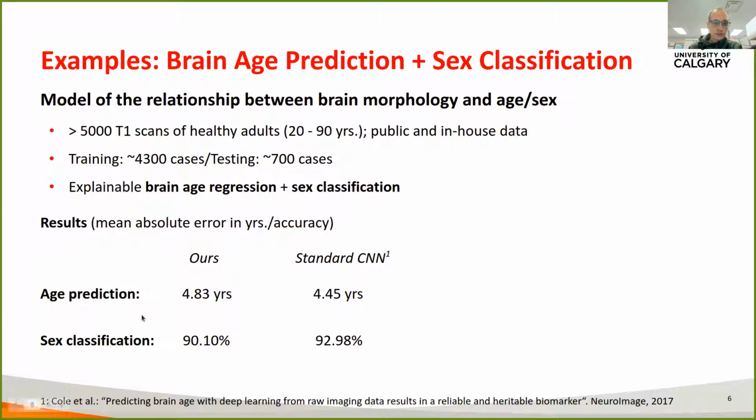And as you can see here, for both tasks, for age prediction as well as sex classification, our model for the brain age prediction task reaches an accuracy of just below 5 years error between true and predicted age, and the standard CNN is a bit more accurate, but those differences are not statistically significant. And the same is also true for sex classification. So it's fairly accurate, and it's nearly as accurate as the standard CNN with the differences being not significant.